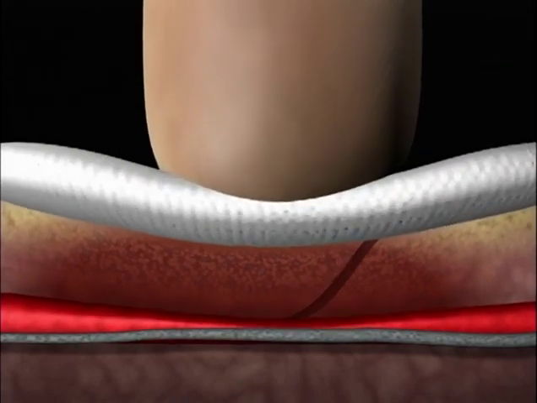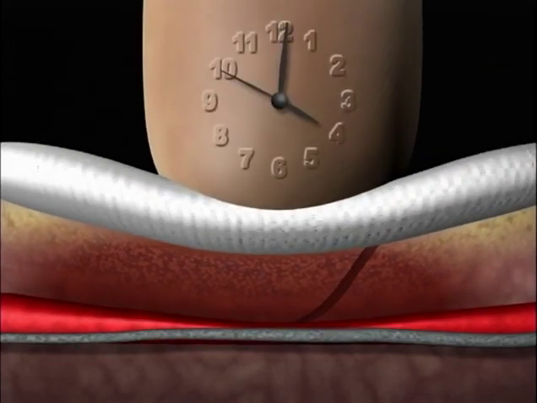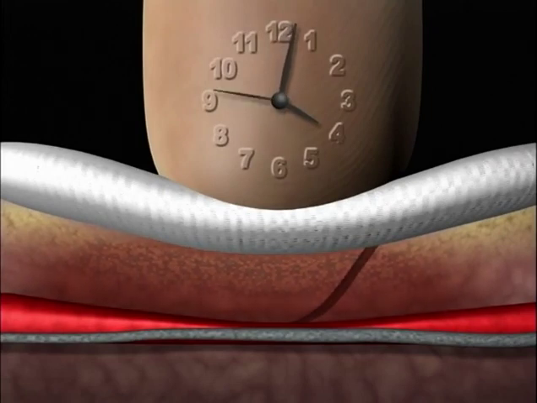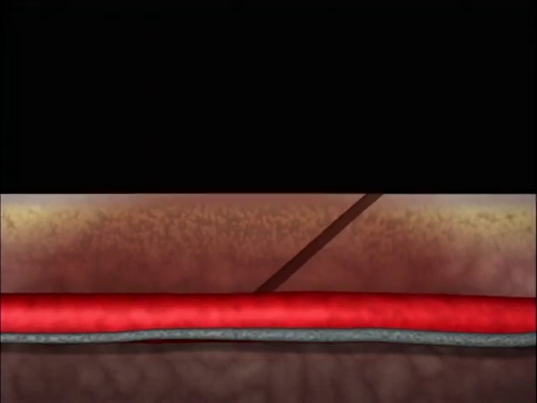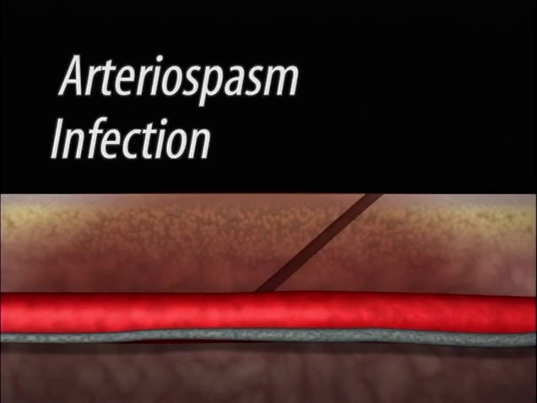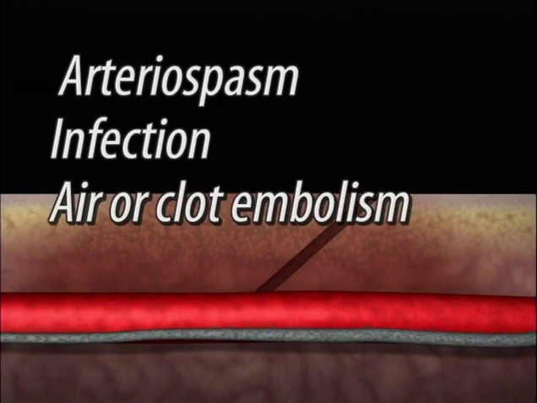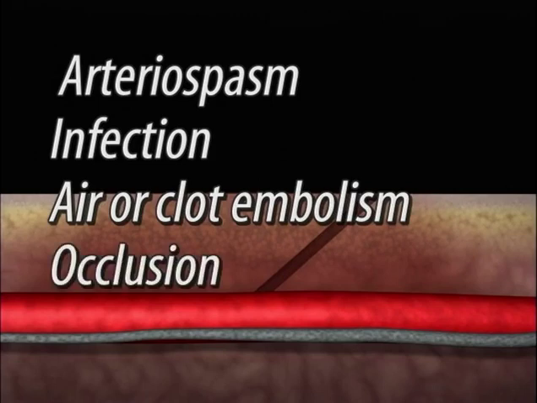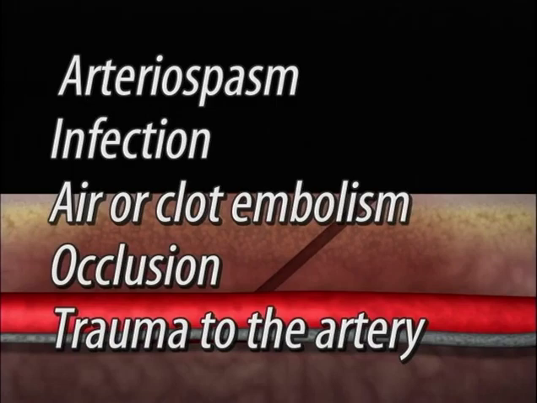If noted, apply 2 more minutes of additional pressure and check again. Repeat until bleeding has stopped. Notify the physician if hemostasis does not occur. Be aware that effective compression of the brachial artery is more difficult because of its location deep within soft tissue. Other complications include arteriospasm, infection, air or clot embolism, occlusion, and trauma to the artery.